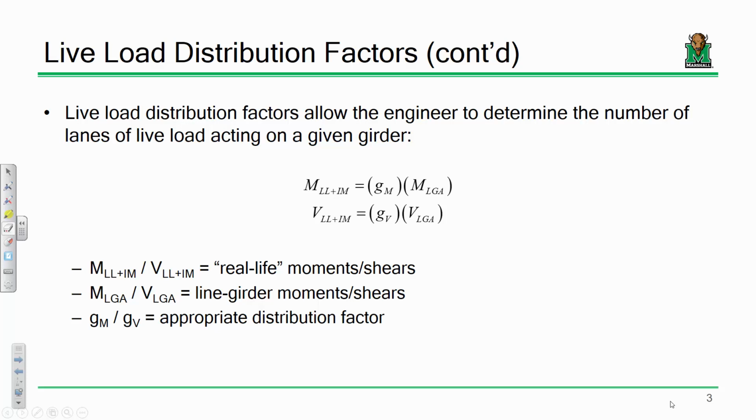What I would do is take those moments and adjust them. I multiply them by a live load distribution factor, G. When I do that, I get quote-unquote real-life moments and shears acting on a given girder. I say quote-unquote because these are approximations. It's an analysis model. It's not perfect, okay?